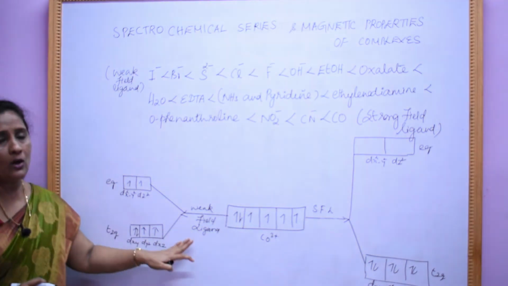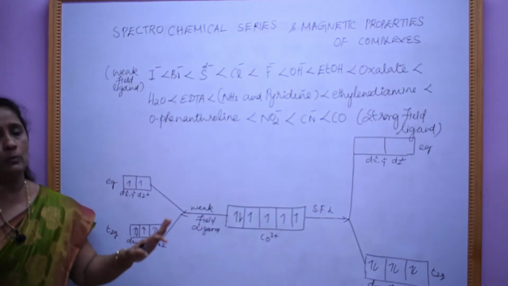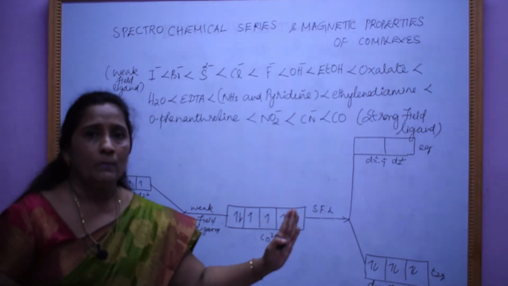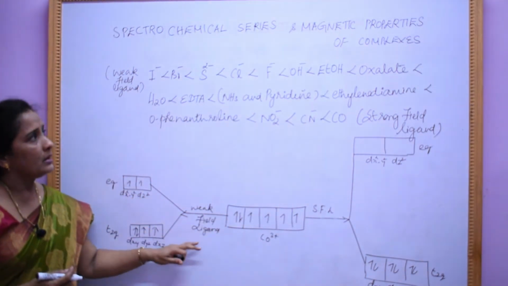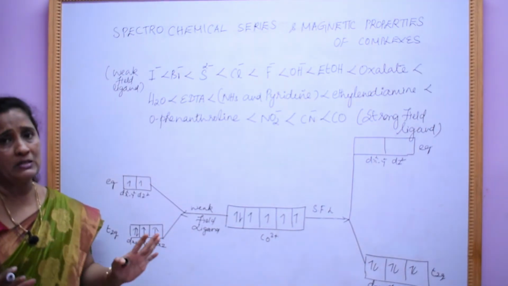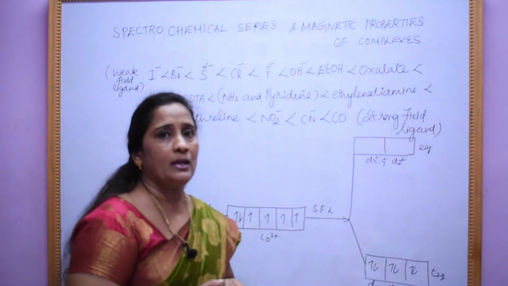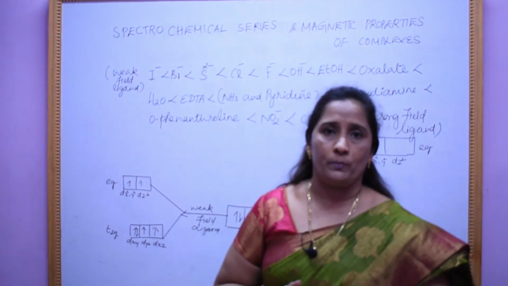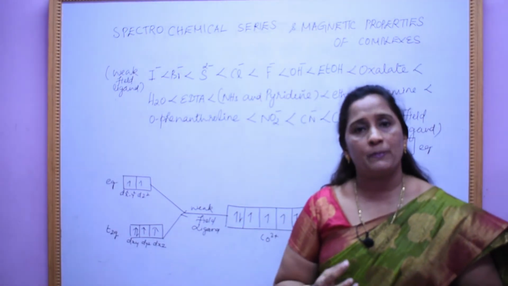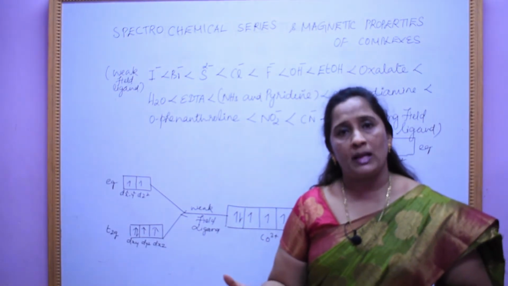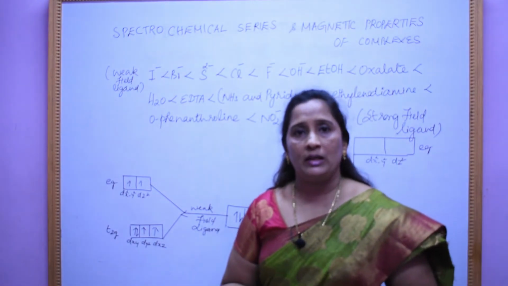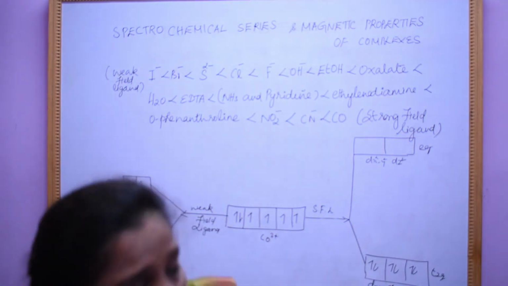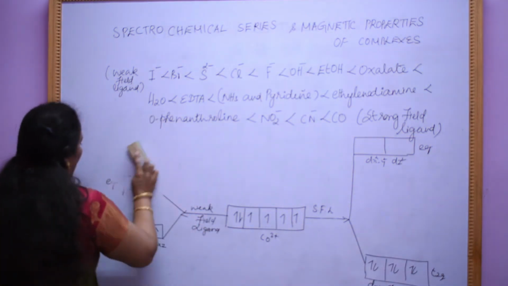So we say that the ligand strength determines the distribution of d electrons in the d orbitals of the metal, and this also determines the crystal field splitting, and the magnetic property of the complexes. Whether a complex is a high spin complex or a low spin complex is determined by whether the ligand is a weak field ligand or a strong field ligand.